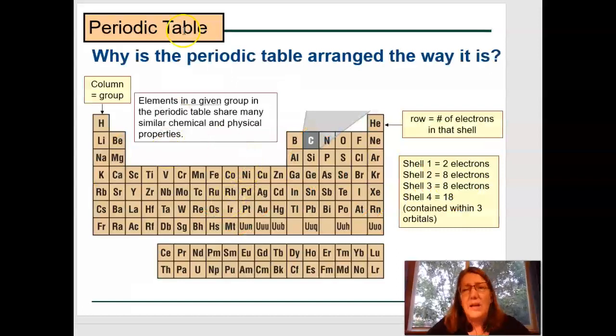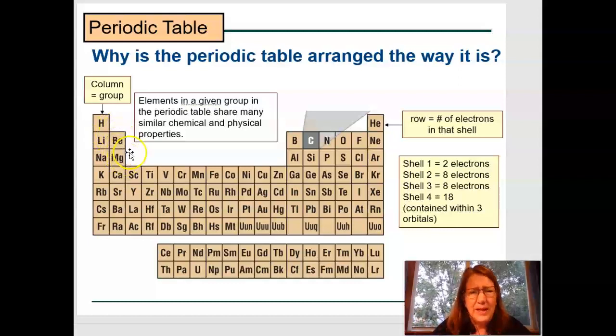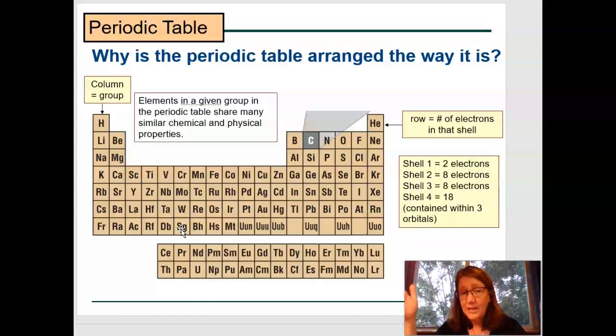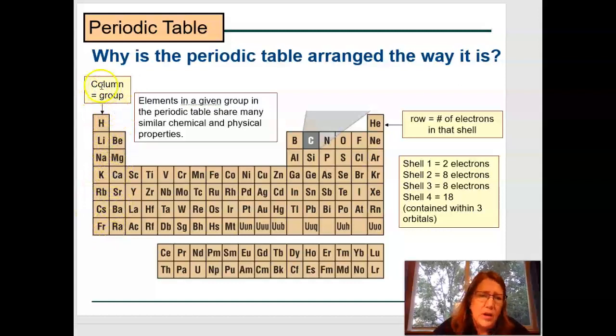Okay, so here's the periodic table. Why is it arranged the way it is? Why did they put this weird step here and this weird step here? They wanted to arrange the elements in a way that their properties were the same. If you go up and down, columns equal a group, and elements in a given group are going to share many chemical and physical properties. So they wanted to keep those together.